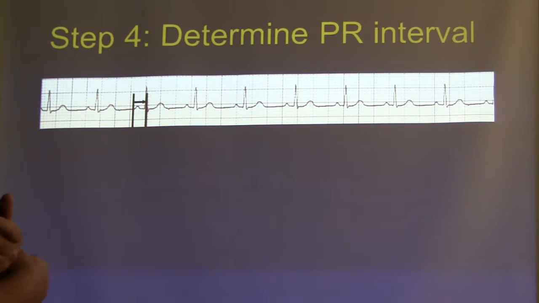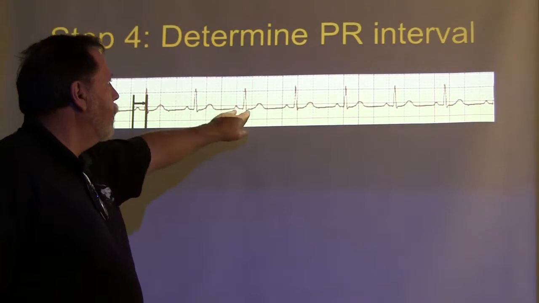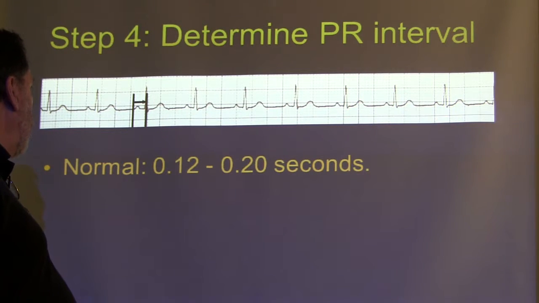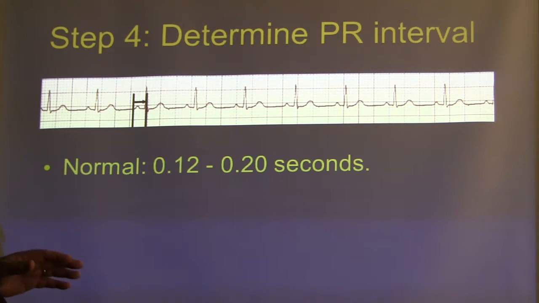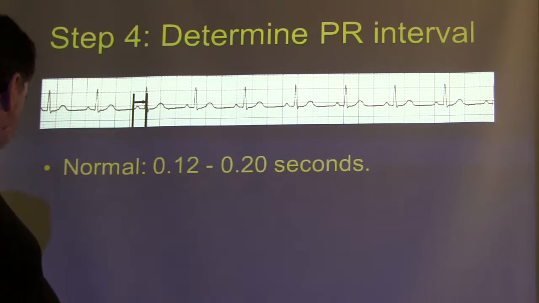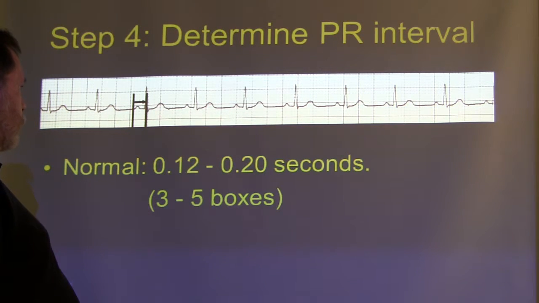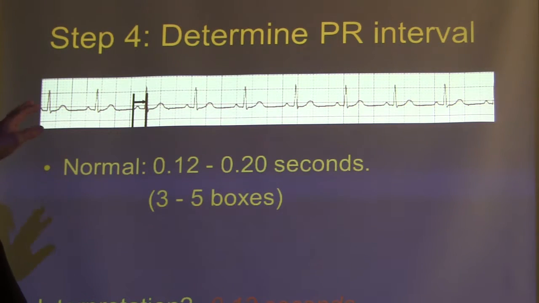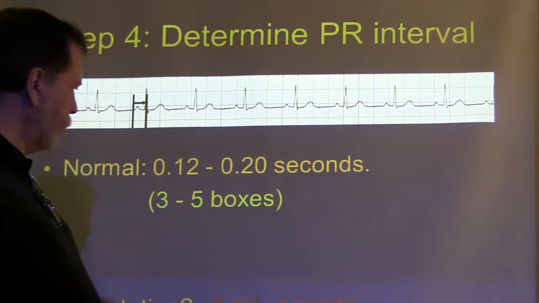Step 4, determine the PR interval. We're going to measure how wide this is right here. Remember what the PR interval is all about. Normally it will take 120 to 200 milliseconds for that to take place, which is, I think, 2 or 3 or 4 of those small boxes, I'm not sure. 3 to 5. It says 3 to 5 small boxes. Interpretation in this case, it's about 120 milliseconds, which falls at the lower end of normal, so it is considered normal.